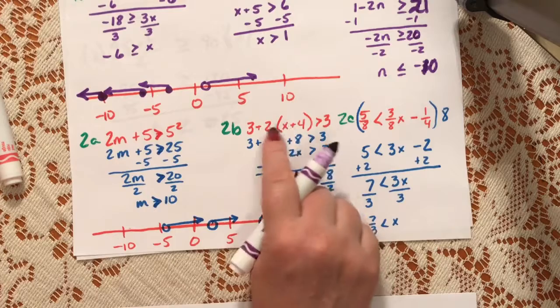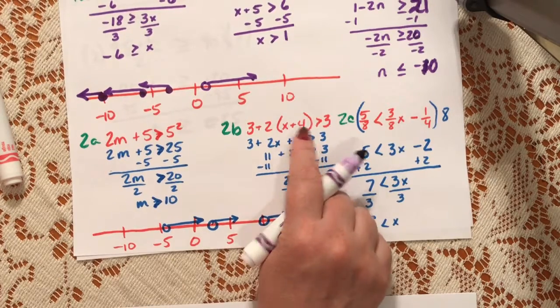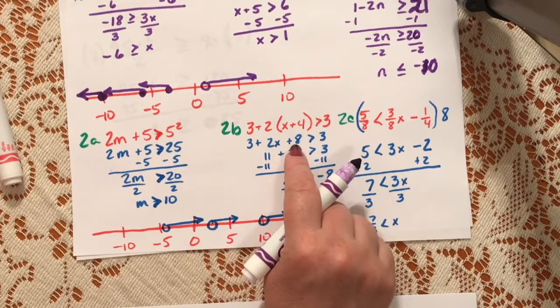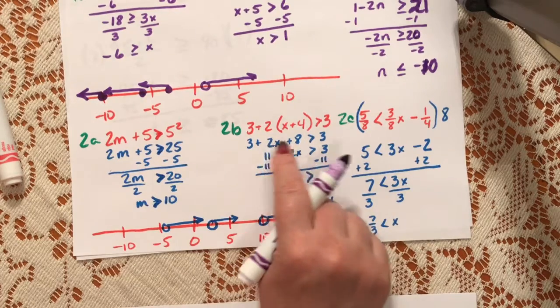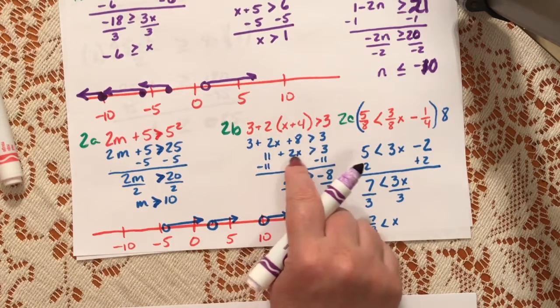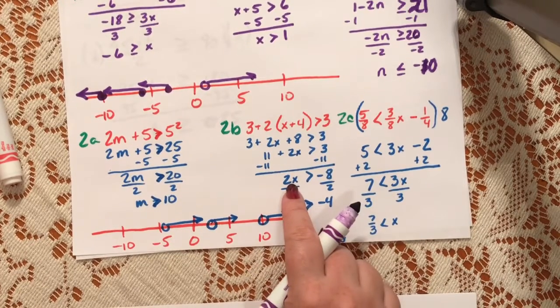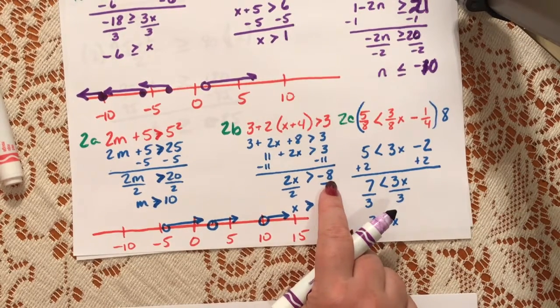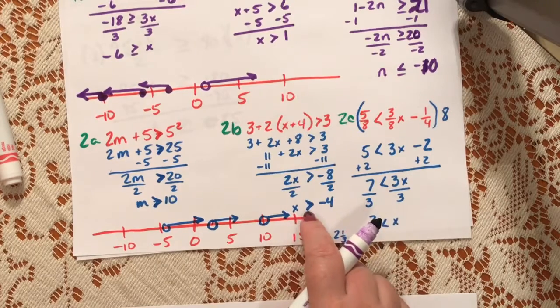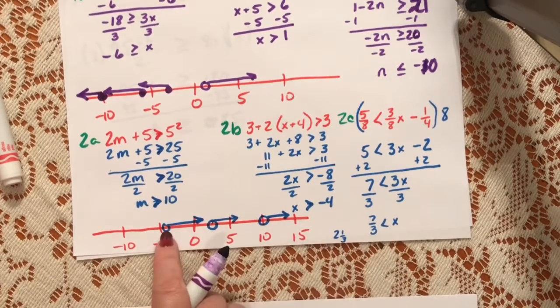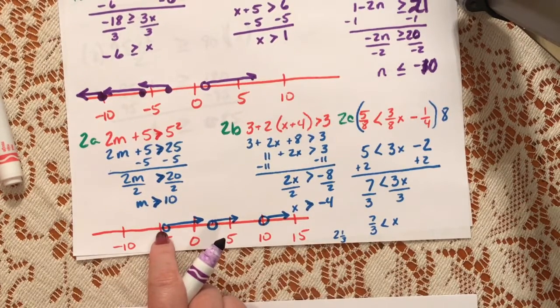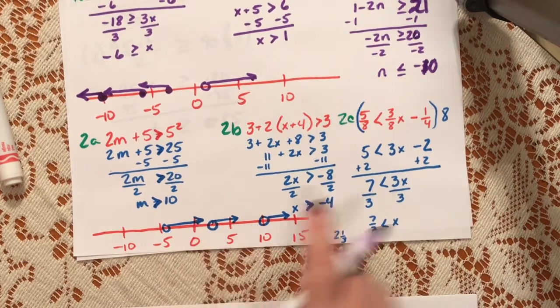We're going to distribute our 2 to our x plus 4. So now we have 3 plus 2x plus 8 is greater than 3. We're going to combine the 3 and the 8 to 11. Plus 2x is greater than 3. Subtract 11 from both sides. We have 2x is greater than negative 8. Divide by 2. x is greater than negative 4. Here's our negative 4 with our open circle, and x is greater than that.